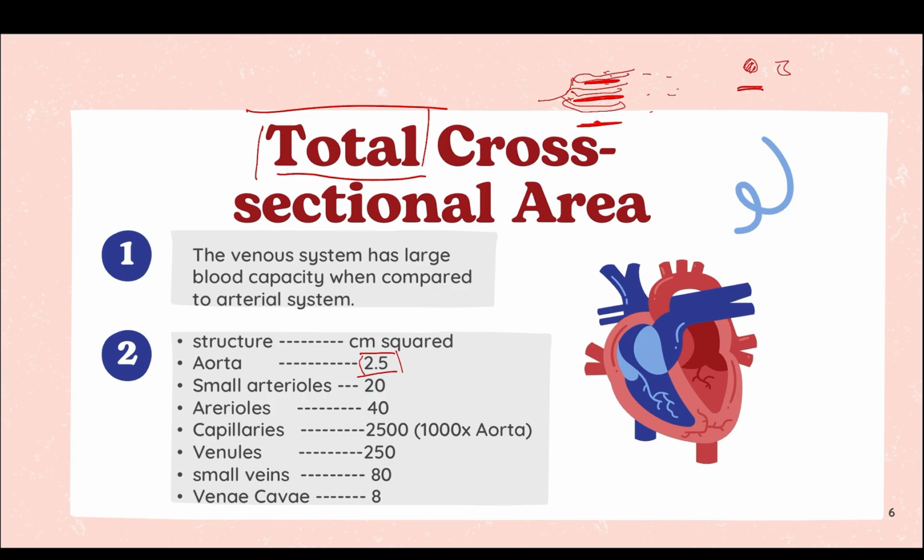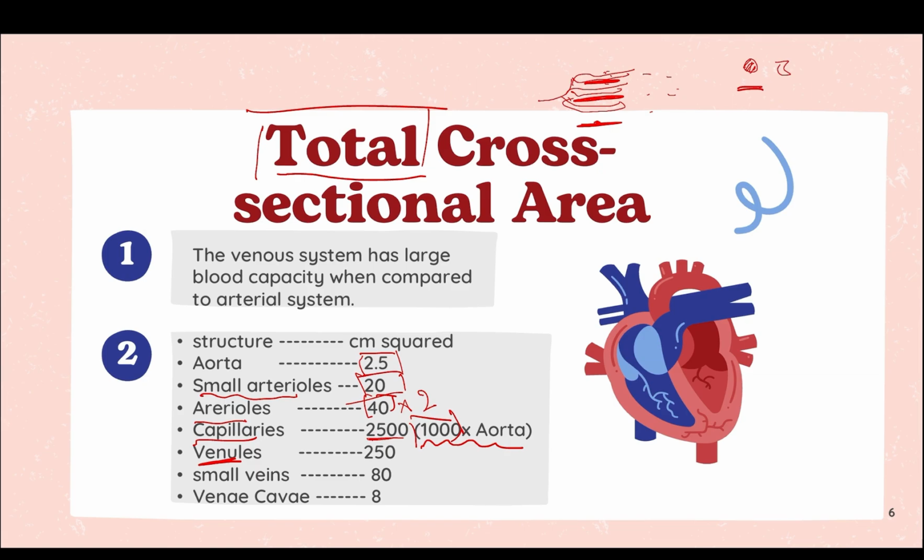That's the area that it's gonna have. Now for the small arterioles, all of the cross-sectional areas that they have are gonna sum up to 20. And then arterioles are just gonna be double that of the arterioles. Now here capillaries, you have plenty of capillaries, so it makes sense for the capillaries to have 2500 as their cross-sectional area. It's 1,000 times more than that of the aorta. Aorta is 2.5, capillaries are 2500, that's 1,000 times more.